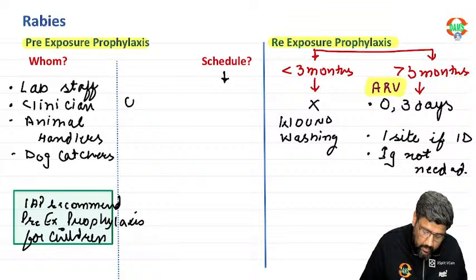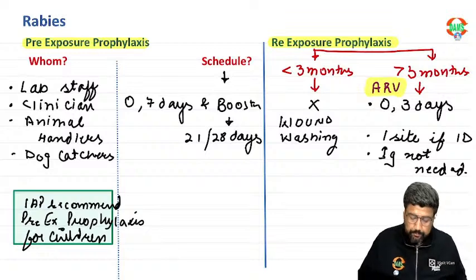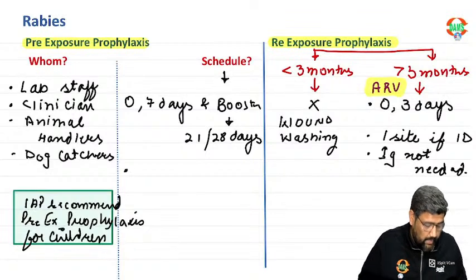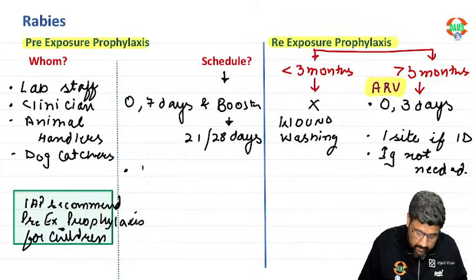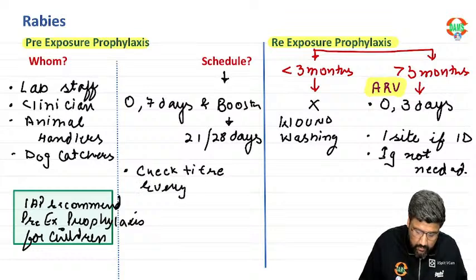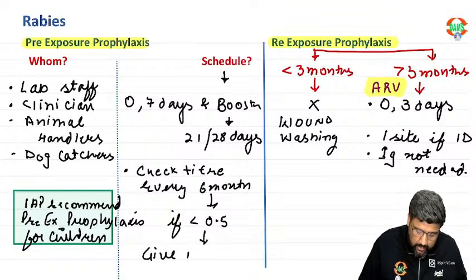Okay, what is the schedule? 0, 7 day and a booster. Booster when? 21 or 28 days. Yes, Dr. Rachna, veterinary doctors also. Now after giving this, we have to check titer every 6 months. If titer is less than 0.5, then give booster again.